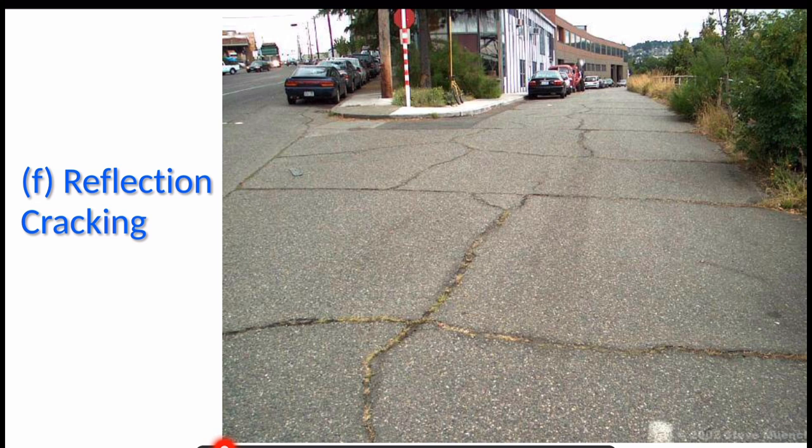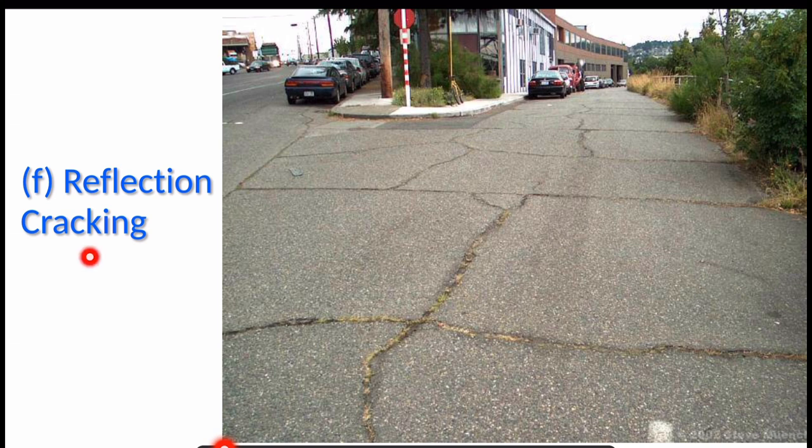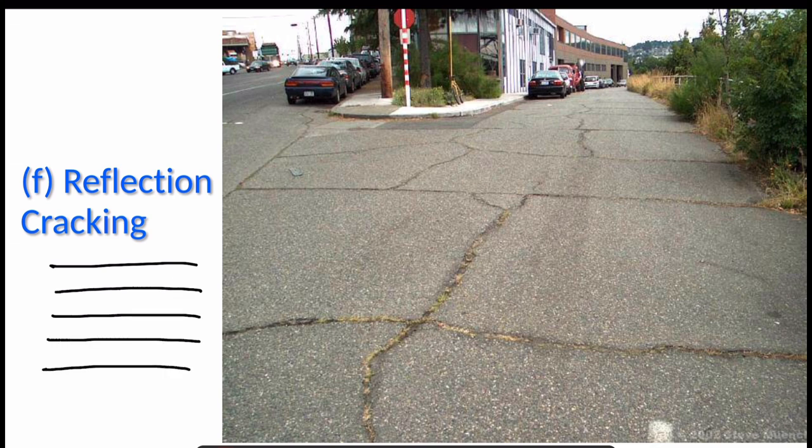Then the next kind of cracking is reflection cracking, and as the name itself says, it's a reflection, right? Reflection of what? Reflection of some kind of defect that may have happened in the lower layers of the flexible pavement. So this reflection cracking is not because of a defect in the surface course. This reflective cracking is because of a defect at the lower levels. So if we have this base course, then we have the sub-base course, and then the subgrade course. And this is our surface course.